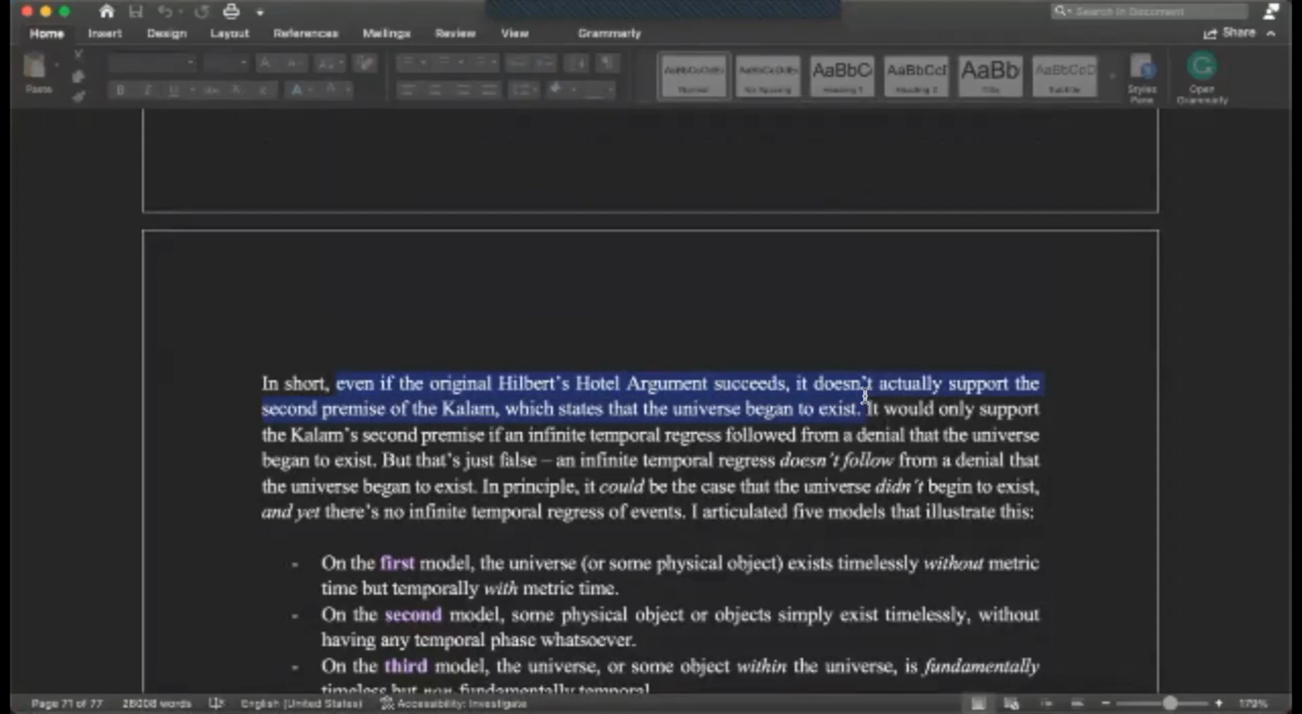It would only support the Kalam's second premise if an infinite temporal regress followed from a denial that the universe began to exist. But that's just false. An infinite temporal regress doesn't follow from a denial that the universe began to exist. In principle, it could be the case that the universe didn't begin to exist, and yet there's no infinite temporal regress of events. I articulated 5 models that illustrate this.